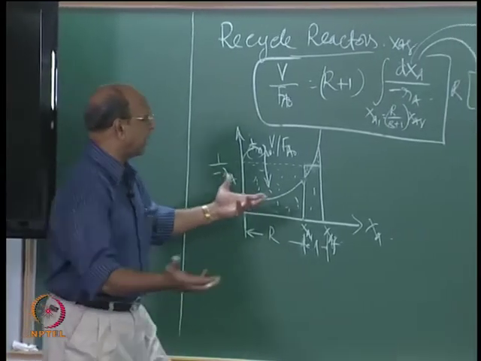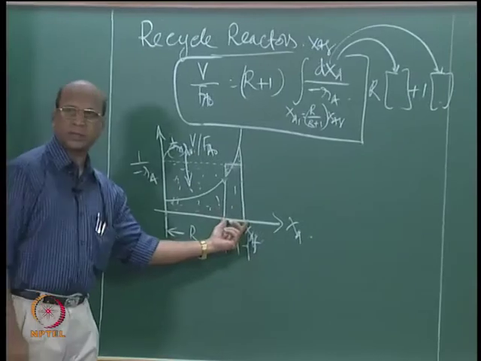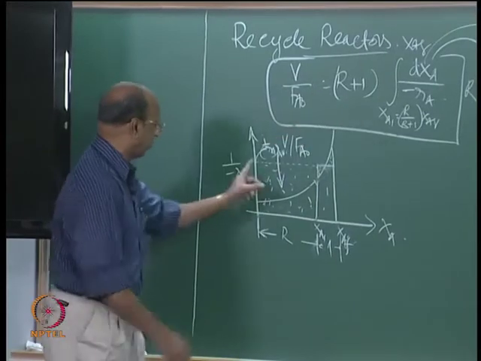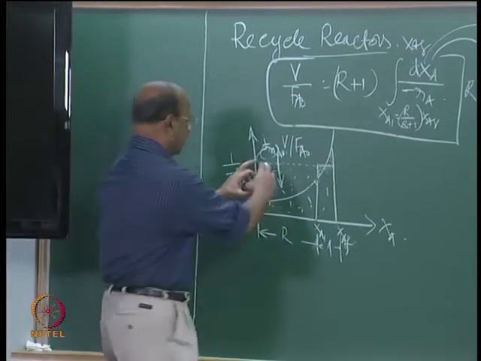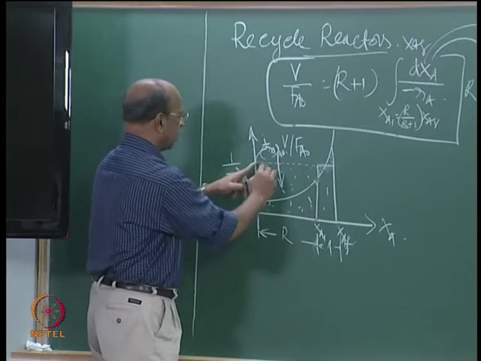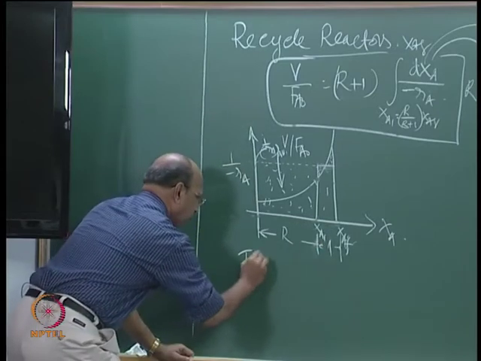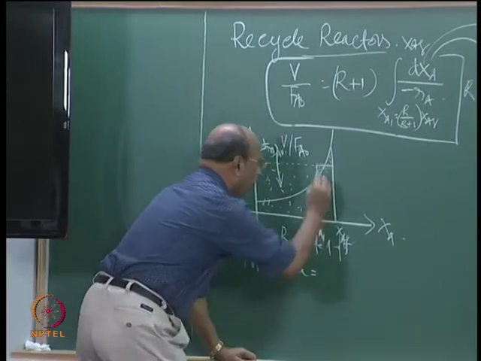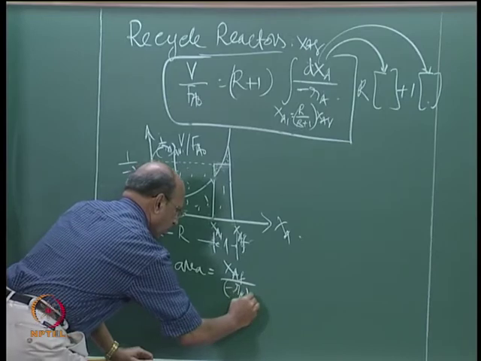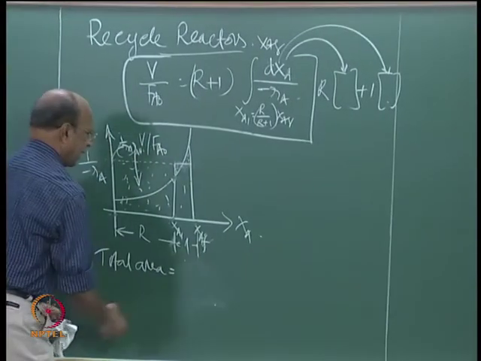So mathematics cannot go wrong, and this one now says that the other thing must be r times of this area. Now prove that. You see, this is only a graph. You can also prove that using the equation, using this graph, and then you can say that this area plus this area must be equal to X_Af, correct? No, this is 1 by minus r_A average into X_Af, total area, equal to X_Af by minus r_A average.